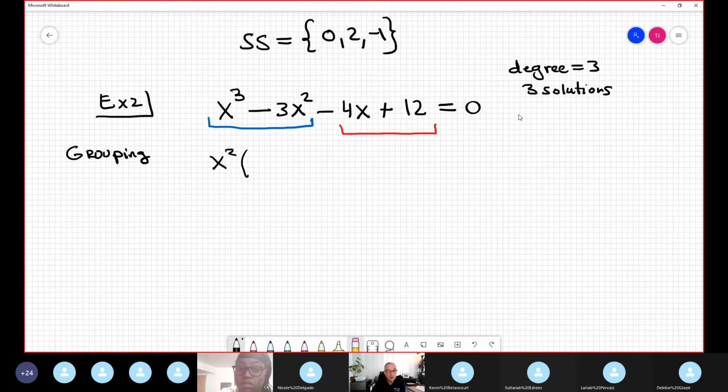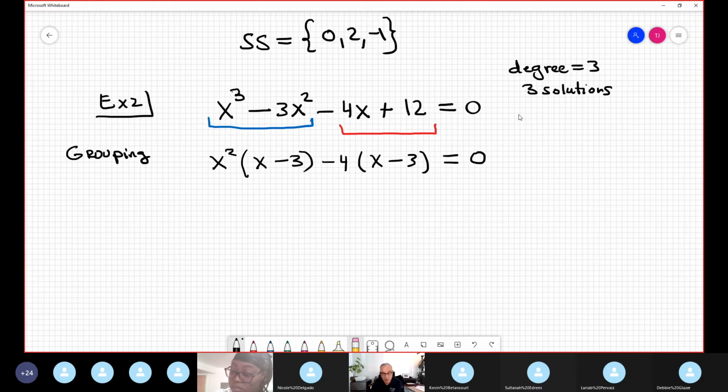Open a new parenthesis, we have x minus 3. Okay, I did the factorization only of the blue part, using GCF. And in the red part, the GCF of 4 and 12, I suppose, is 4. The challenge is whether I factor out positive 4 or negative 4. According to my experience, negative 4 is better. Look, this is x minus 3. Let me check it in case I made a mistake.